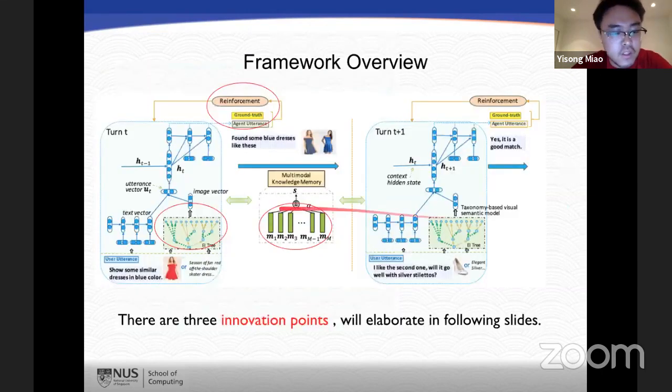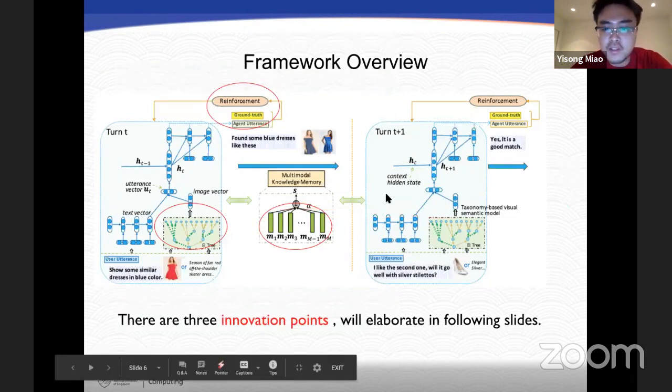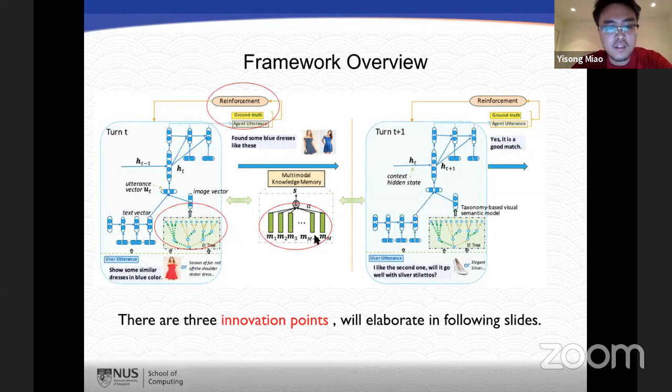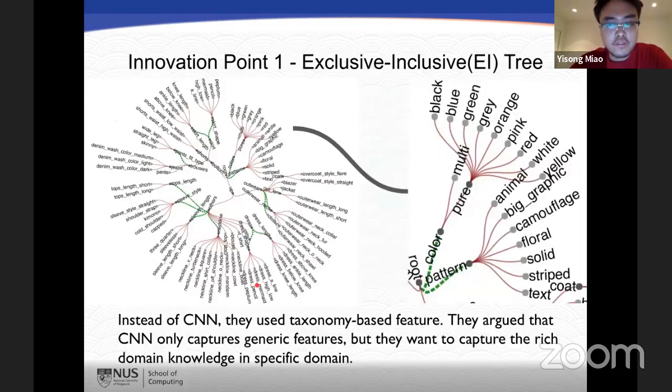Okay, so let's come to the framework overview of Li's paper. Yeah, we can see nothing special, right? Nothing special. Oh, no. So this is a very big framework, and don't panic. There are a total of 3 innovation points, and I will elaborate on them in the following slides. Okay. So the first innovation point is called the EI tree. E stands for exclusive, I stands for inclusive.